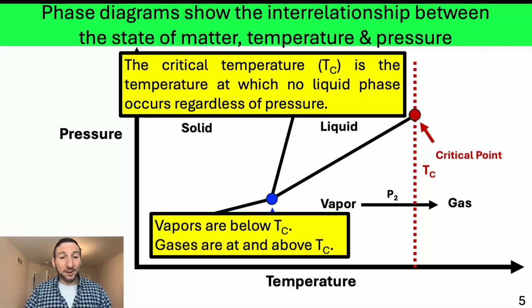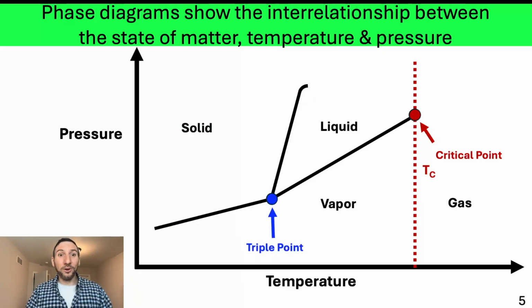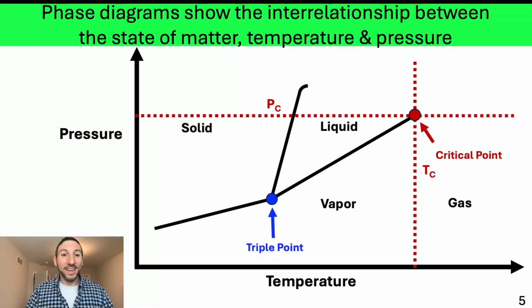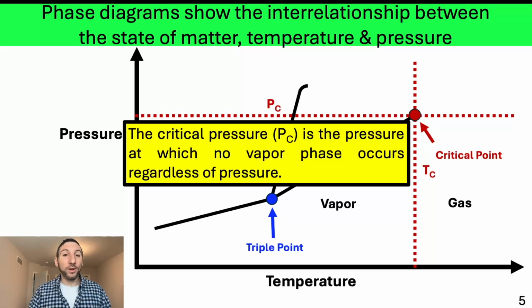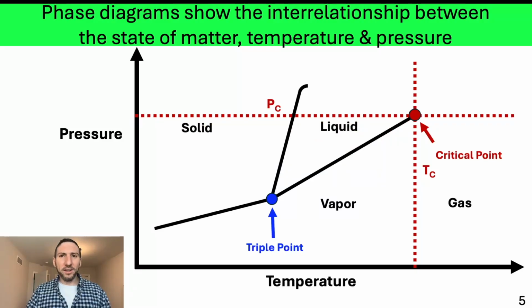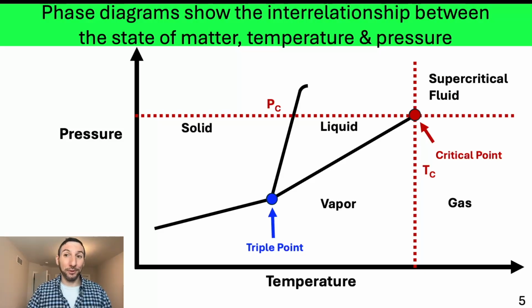Now, we just talked about critical temperature, but there's also, you guessed it, critical pressure. And so critical pressure is the pressure at which no vapor phase occurs, regardless of temperature. And now that we know, okay, at the critical point we have critical temperature and critical pressure, the next question we probably have is, well, what happens if I go above both critical temperature and pressure? What next? What do we have? And that's a great question, because that means you have a supercritical fluid.